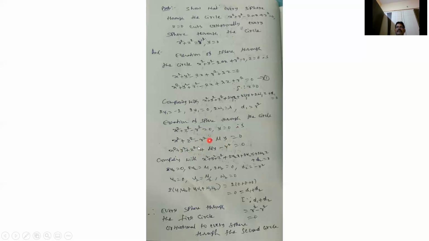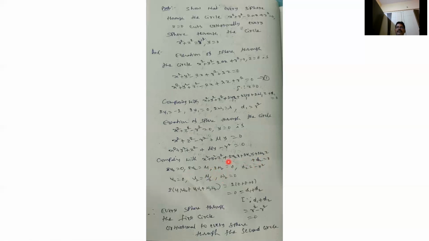Because y is 0, that's why I have written the general form: x square plus y square plus z square plus mu y minus r square equal to 0. Now comparing with x square plus y square plus z square plus 2u2x plus 2v2y plus 2w2z plus d2 equal to 0.